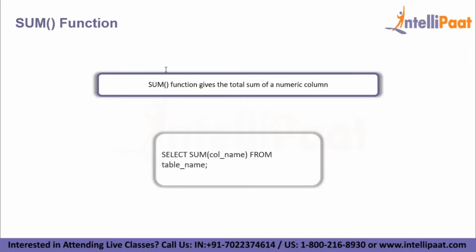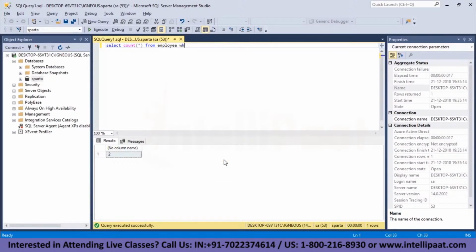Then we have the sum function. So the sum function would give you the total sum of a numeric column, and this is the syntax. So here similarly we will give the sum function after the select keyword and give the column name inside the parenthesis. So I want to get the total sum of salaries of all of the employees, right?